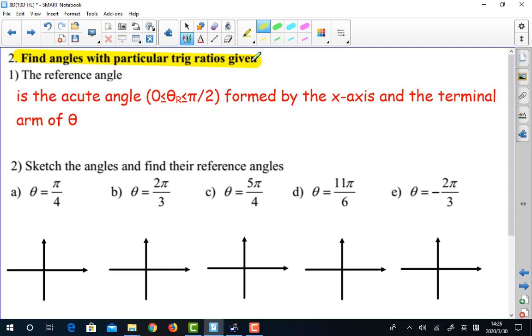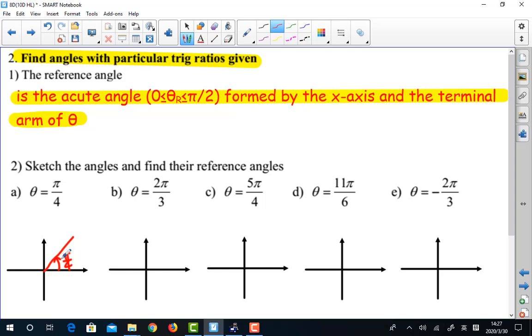What is the reference angle? The reference angle is always the acute angle, including 0 and pi over 2, formed by the x-axis and the terminal arm of angle theta. Let's sketch the angles in A, B, C, D, E here and find their reference angles based on the definition. Theta equals pi over 4. Hope that you all know how to sketch this angle. This is a positive angle. You rotate counterclockwise, starting from the positive x-axis. So, pi over 4.